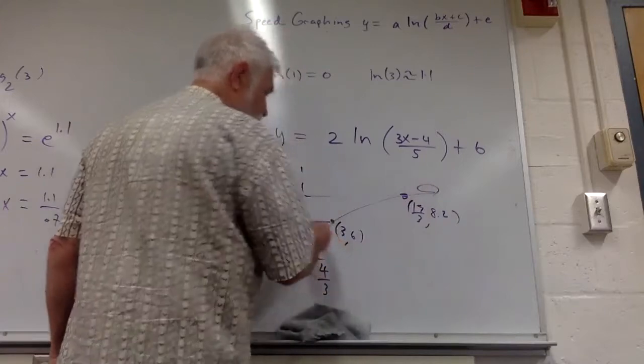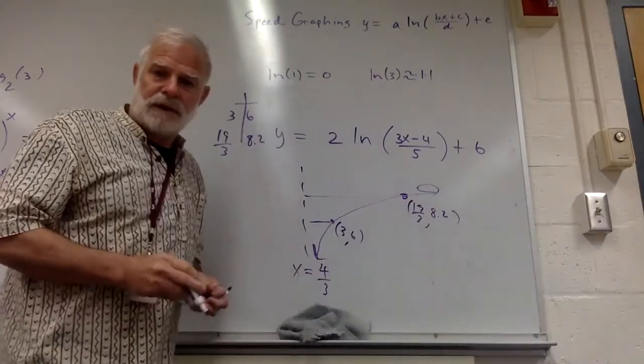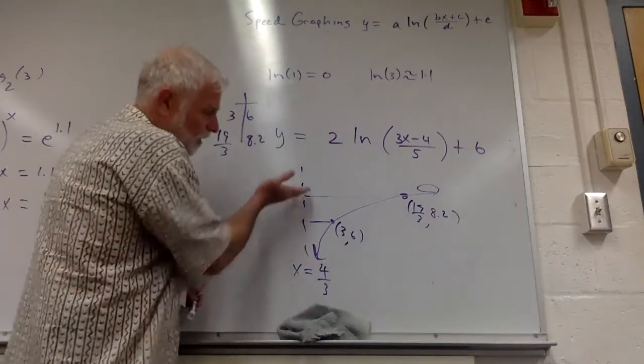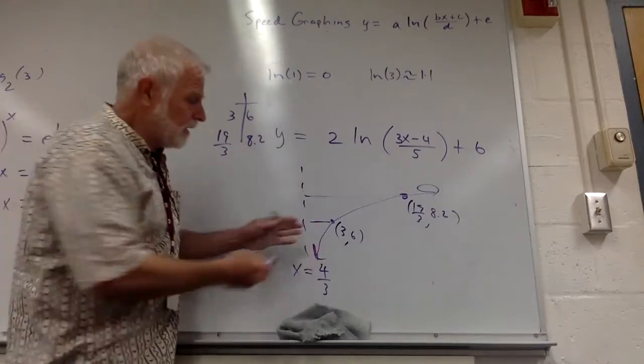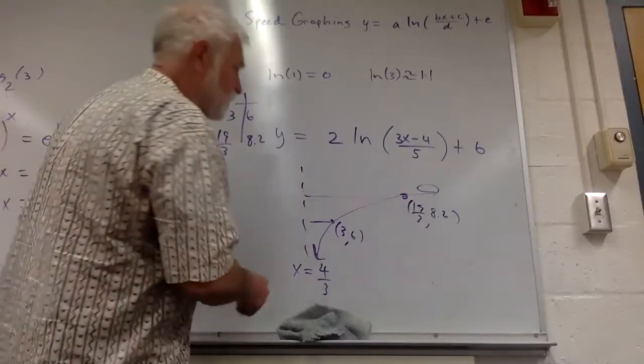All right, and the reason I'm doing it that way is this is the inverse, and I'm going to do another video on speed graphing e to the x. It's a 1-to-3 ratio that you're going to be using each and every time. Standardize it, and then you've got yourself some nice approximations, hopefully.